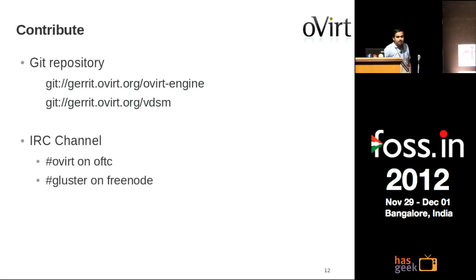How can one contribute to these projects? I mentioned the websites in the beginning. I'm also mentioning some of the URLs of our Git repositories. oVirt essentially has two key components, one is the oVirt engine and the other is VDSM. So you have two different Git repositories for them. And there's a lot of activity on the IRC channels for both oVirt as well as Gluster. So feel free to hop onto these channels and talk to the developers to know more about these projects.